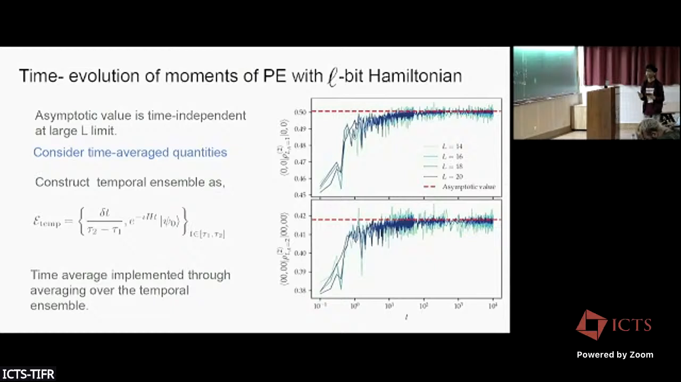And to get the time averaged quantities, we consider a temporal ensemble, which is nothing but collecting time evolved states over a long time interval. So just take a large time, tau1 equal to maybe 10 to the power 3, and tau2 equal to 10 to the power 4, and collect time evolved states in this interval. So we're implementing time averaging through averaging over this temporal ensemble.